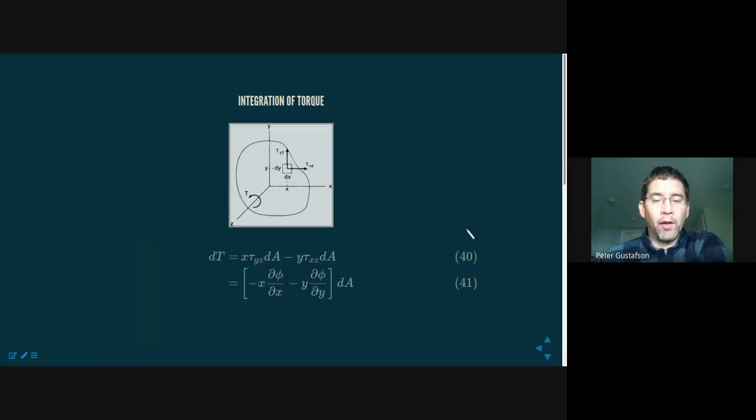So how do we do it? Well, here's going to be our approach. On this cross section, again, this is largely drawn from the textbook. We have a coordinate system which we've placed at the center of twist. And what is the center of twist again? This is the point that doesn't move when it rotates. There's only one point in the cross section that doesn't move when it rotates.